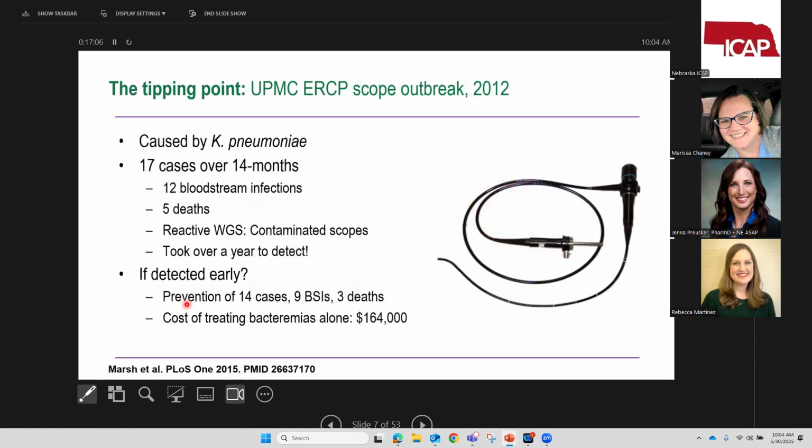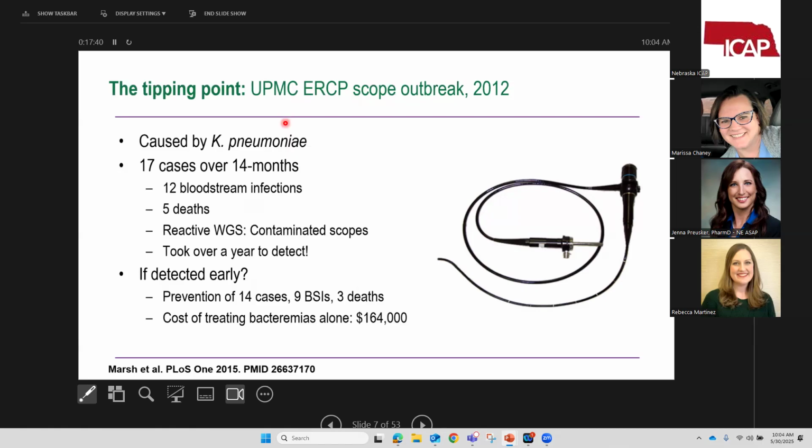So the tipping point for us at the University of Pittsburgh was this outbreak that occurred in 2012. It was caused by Klebsiella pneumoniae. We had 17 cases over 14 months, and the transmission route was ERCP scopes. This was a really very impactful outbreak, 12 bloodstream infections, 5 deaths. And when we did reactive sequencing, we identified contaminated scopes as the transmission route. And this took over a year to detect.